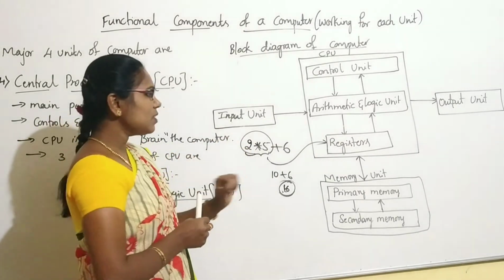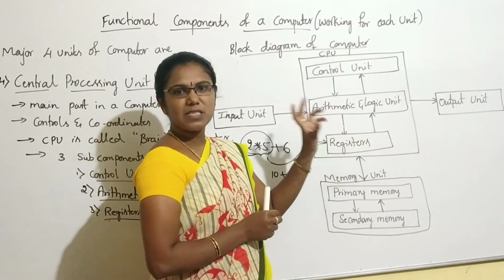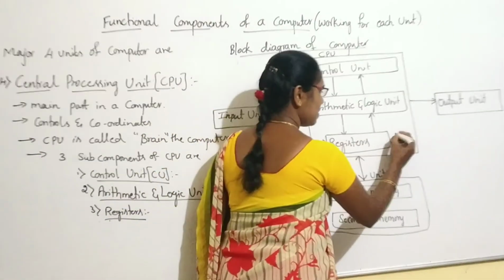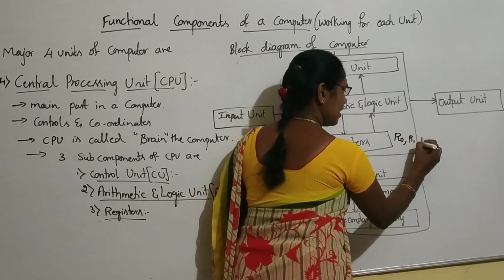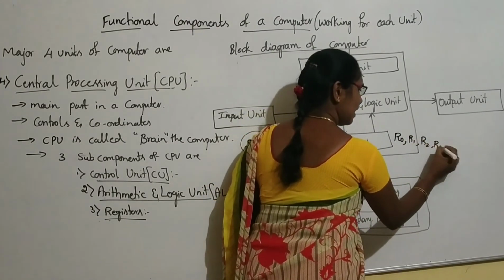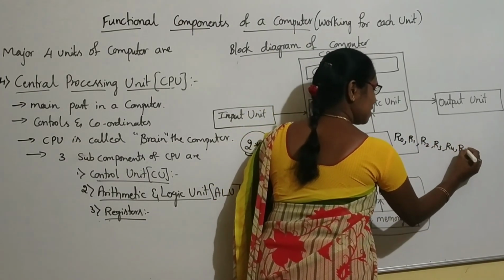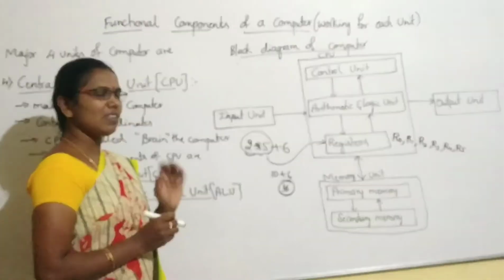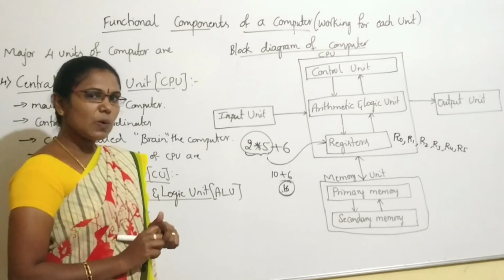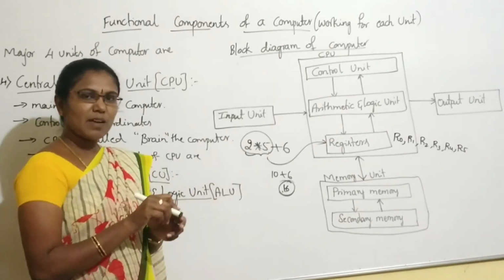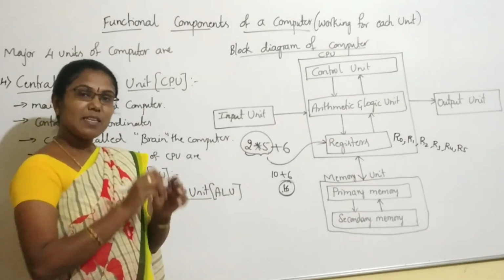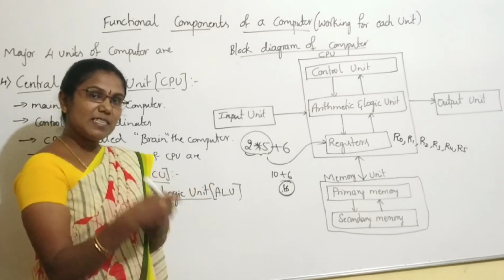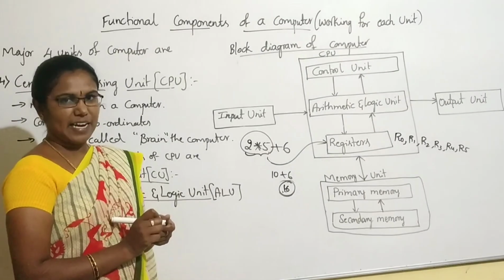Understood? So there are 6 general purpose registers. Those general purpose registers we take as R0, R1, R2, R3, R4 and R5. These general purpose registers are not given in your textbook, just keep them in mind as a point. So registers are a small memory area that provides memory space to the ALU to store the intermediate results generated in the ALU.